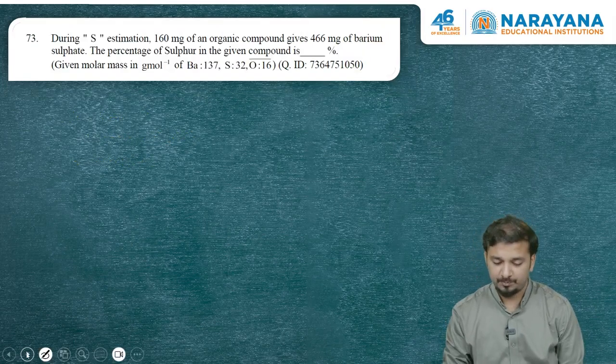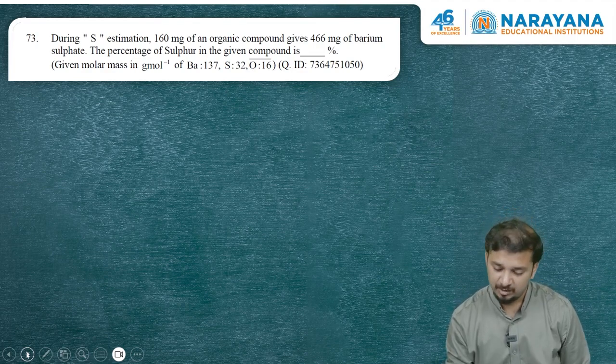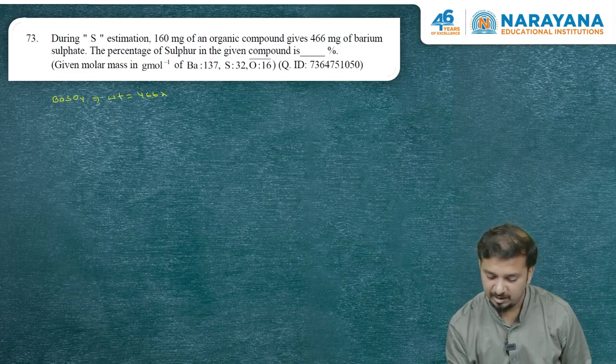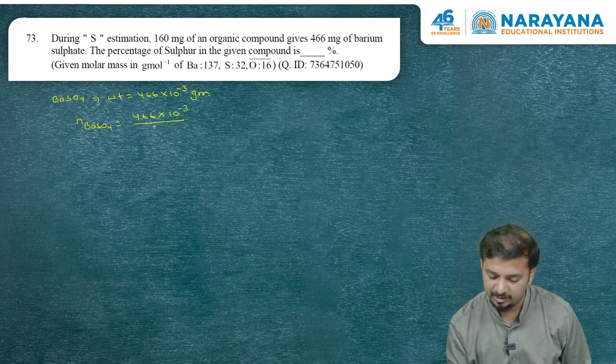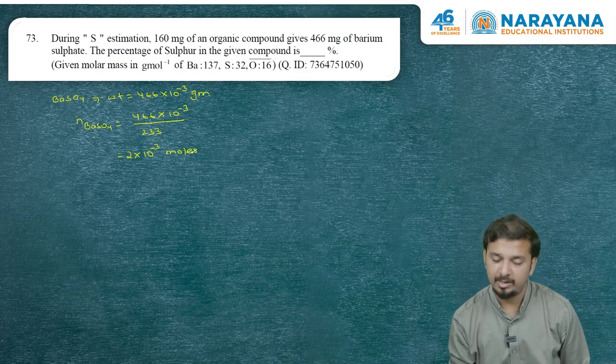Moving to the next question. During sulfur estimation, 160 mg of an organic compound gives 466 mg of barium sulfate. The percentage of sulfur in the given compound is? We know the weight of barium sulfate is 466 × 10^-3 gram. So we can calculate the moles of barium sulfate: 466 × 10^-3 upon 233, which means 2 × 10^-3 moles of barium sulfate is present.